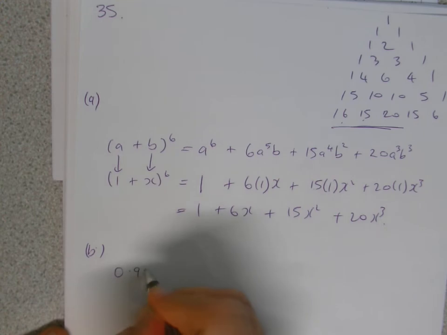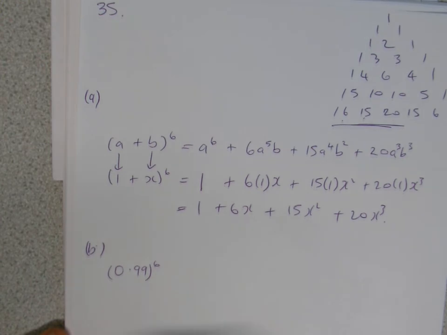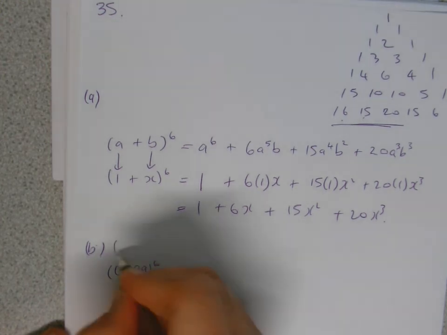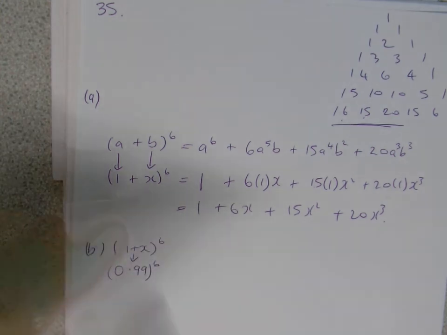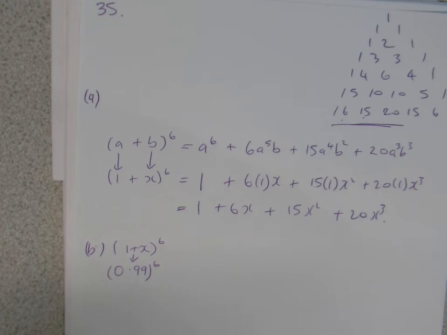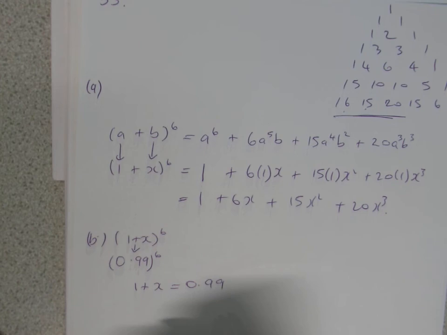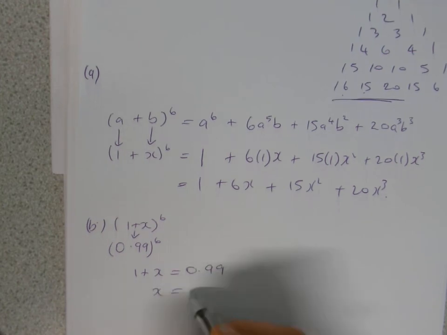In order to get 0.99 to the power 6, think of it as 0.99 in a bracket to the power 6, and think, how do I get from (1 + x)^6, which is what I got in part A, to 0.99^6? Well, what I need to do is make sure all of this is equal to 0.99. In other words, 1 + x = 0.99, and then I can work out that x must be 0.99 take away 1.